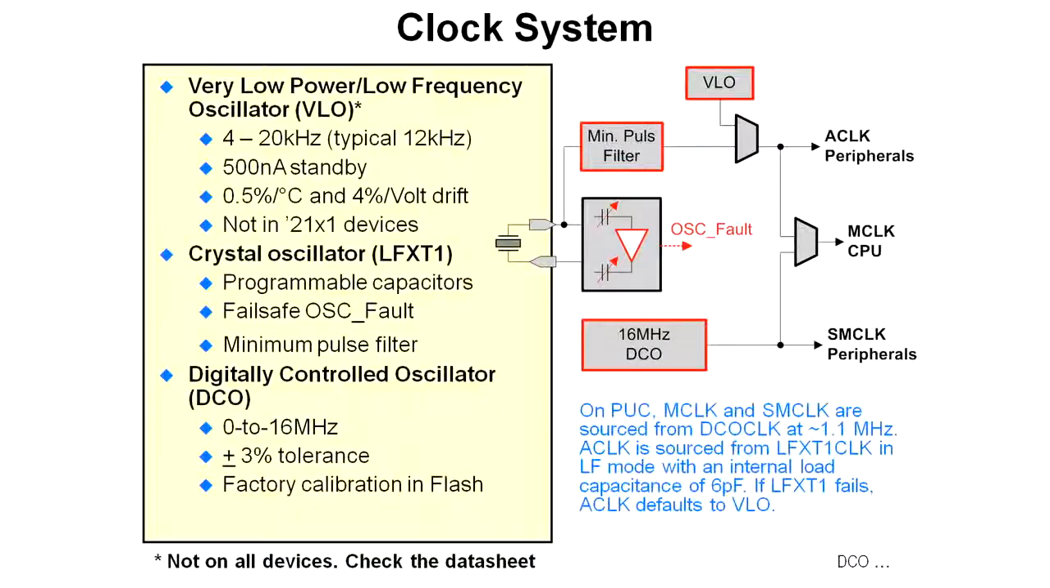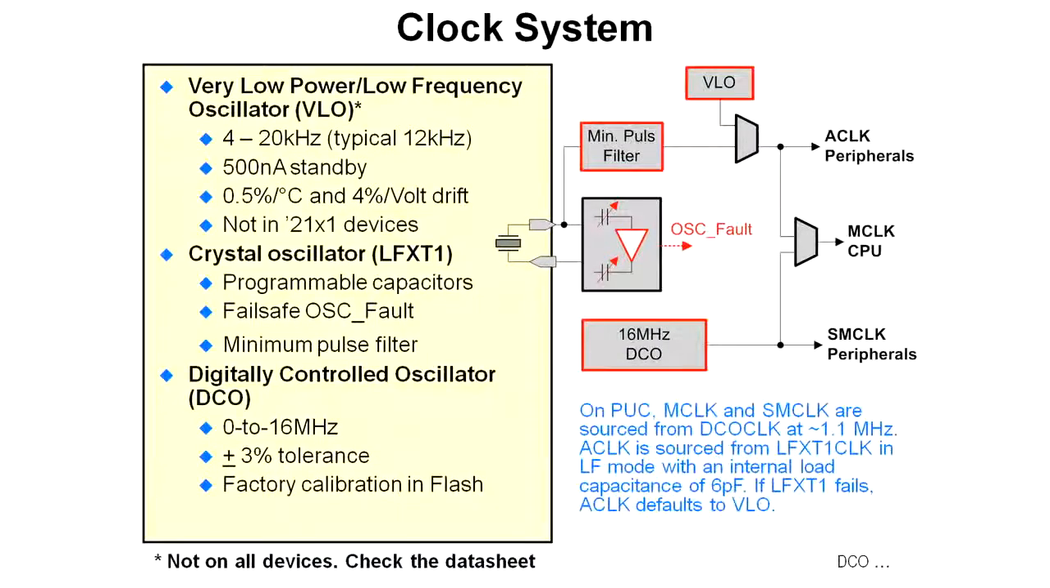0 to 16 megahertz. Actually, the factory calibration goes from 1 megahertz, and some of the devices have 1 megahertz up to 16 megahertz factory calibration in the flash. Plus and minus 3% tolerance on those. So on power up, the M clock and the SM clock are sourced from the DCO, and those are running about 1.1 megahertz or so.